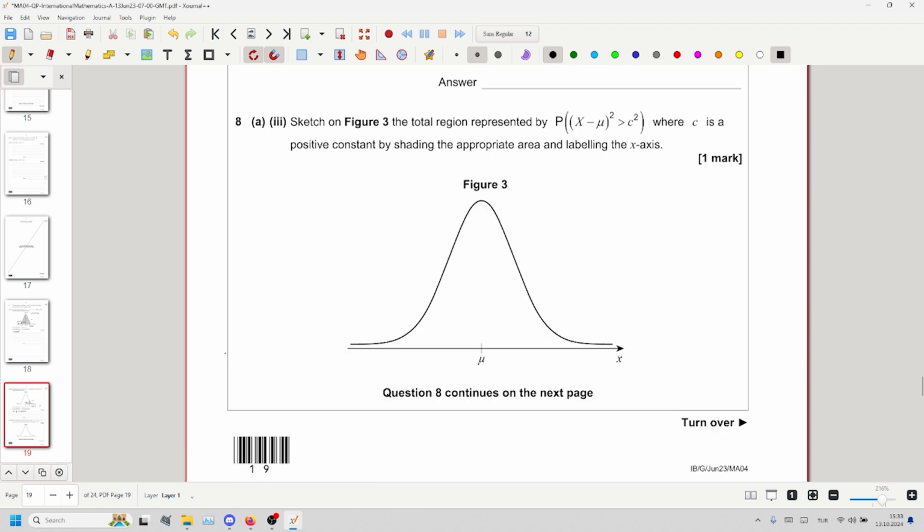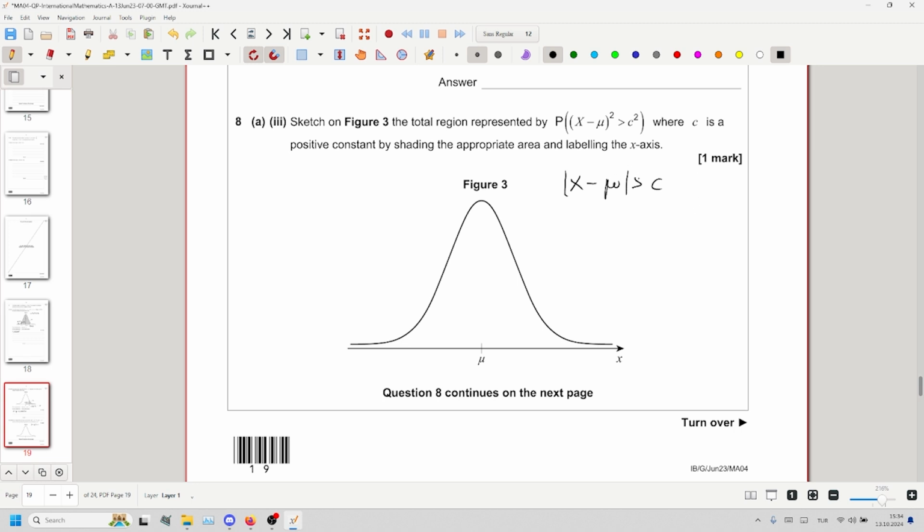Now here it asks us to sketch the total region represented by this weird expression right here, where c is a positive constant. Okay. So this type of inequality is a weird inequality. Basically, what it's telling us, if we take the square root of both sides, is that x minus mu's absolute value is greater than c. And here c is positive, so we don't need to take the absolute value.